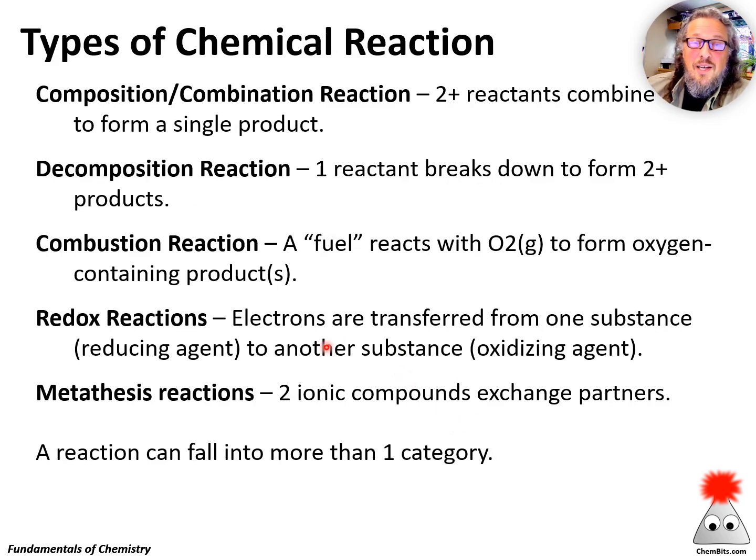So, quick review of the types of chemical reactions that we've talked about. We started out with composition or combination reactions, where we've got two or more reactants combining to form a single product. So that's how we're going to recognize that one. We then looked at the opposite of that, a decomposition reaction, where we've got one reactant that's breaking down to form two or more products. We looked at combustion reactions, where we have a fuel reacting with O2 gas.